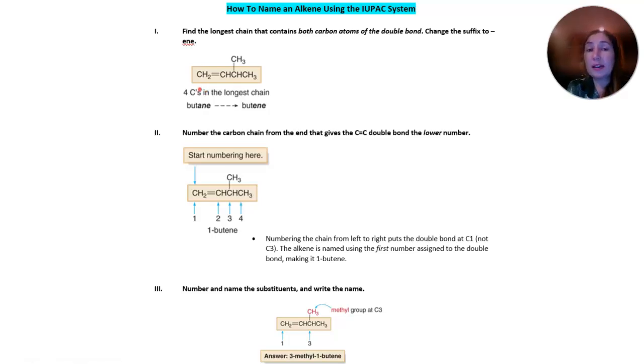So in this example, if we go left to right, we have our CH2 double bonded to our CH, that's 2 carbons, single bonded to a CH, that's 3 carbons, single bonded to a CH3, that's 4 carbons. So if we go across the molecule, we've got 4 carbons. Our prefix for 4 was but-. We know there's a double bond between that first and second carbon. So this is butene.